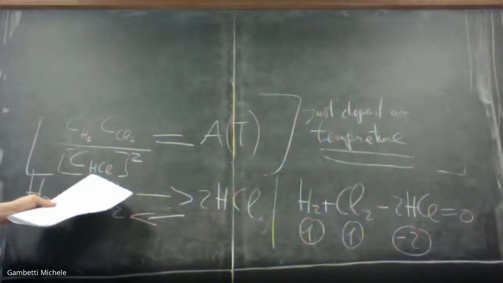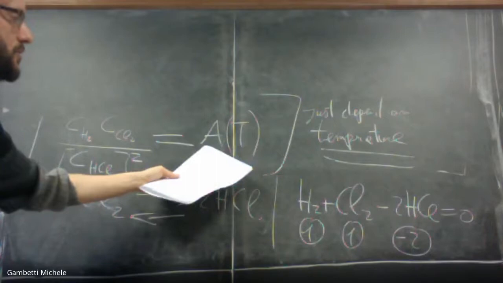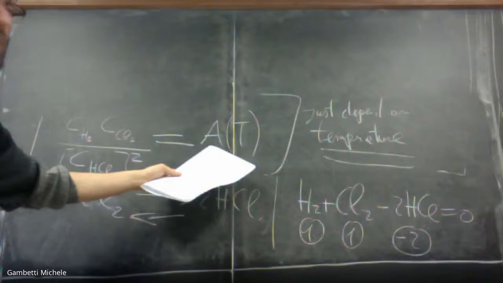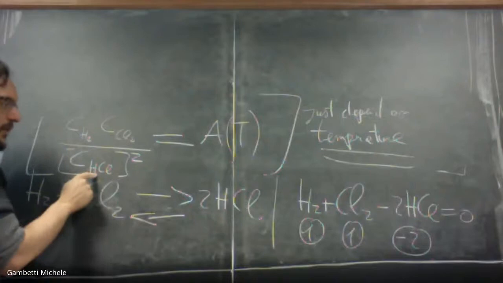Okay, so there are several ways to interpret this equation. Suppose that A(T) is a large number. So at a fixed temperature for a certain type of reaction, this is large. When this is large, that means that the reaction will prefer to have small values of this HCl, for instance, and therefore the reaction will try to go in this direction.